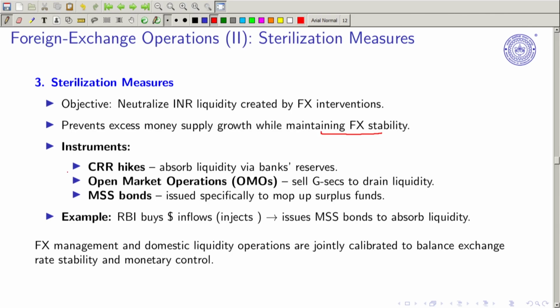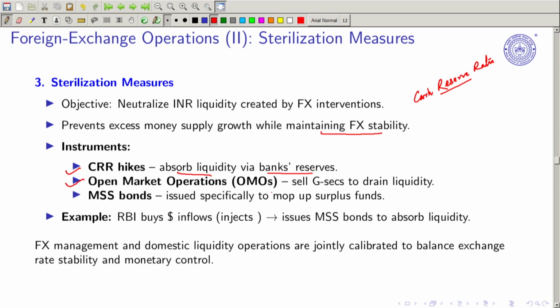The instruments are CRR hikes, so cash reserve ratio hikes, which absorb liquidity versus bank reserves. Second is the open market operations. The first one we know is CRR, the cash reserve ratio. RBI tells banks to maintain this, and it is mandatory. This is how they absorb the excess liquidity from commercial banking.